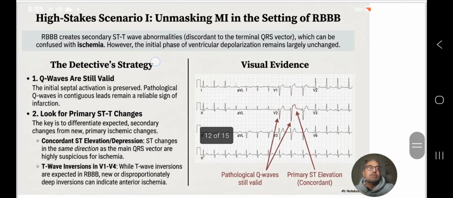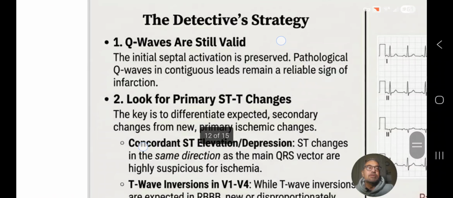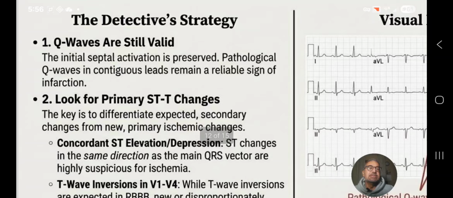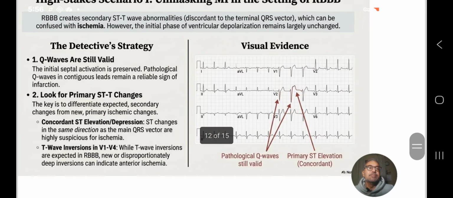Now, how to diagnose MI in the setting of a right bundle branch block? So, when someone has a right bundle branch block, you would see some STT changes. However, presence of Q waves in RBBB is still valid. So if there's Q waves, that implies a heart attack. Then look for concordant ST elevations. ST changes in the same direction as the QRS vector are highly suspicious for ischemia. Then T inversions in V1 through V4. T inversions are expected in RBBB, but new or disproportionately deep T inversions indicate anterior ischemia.